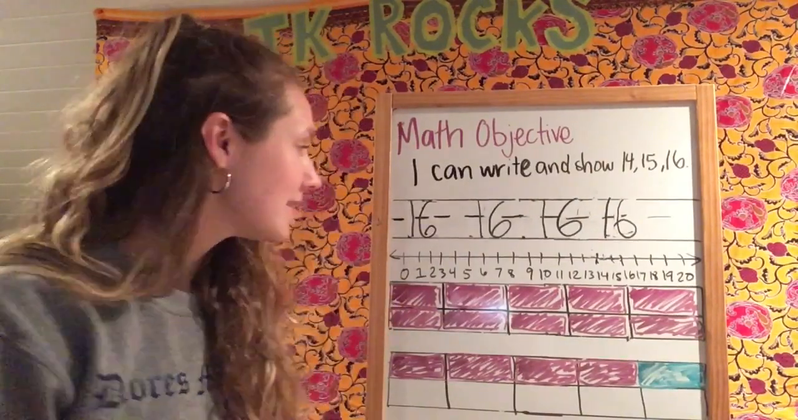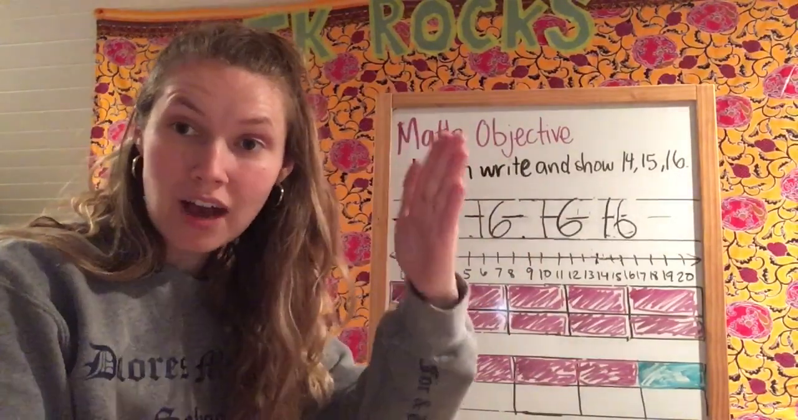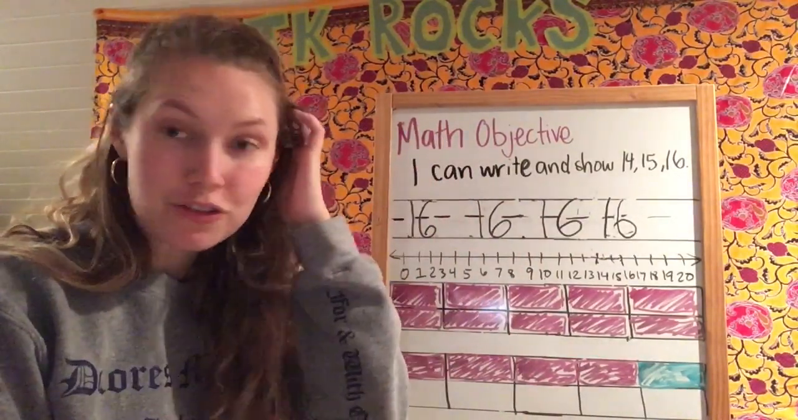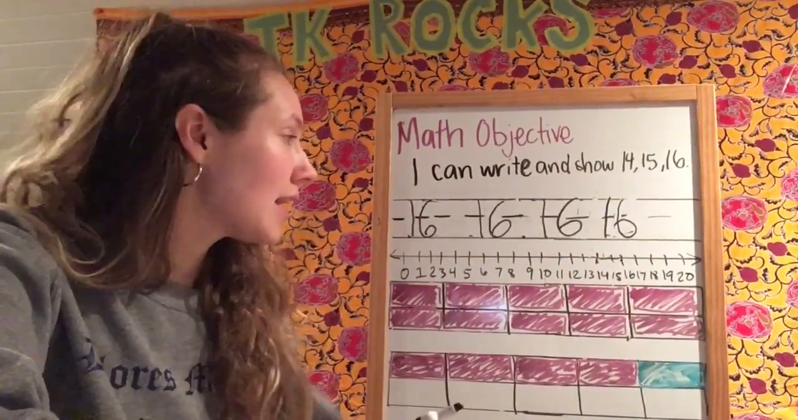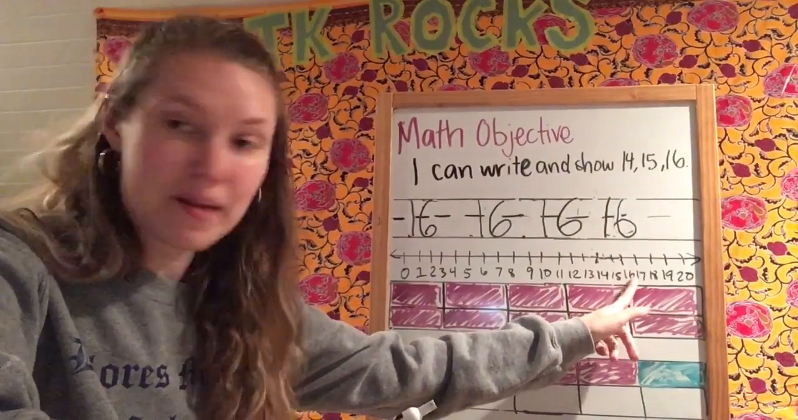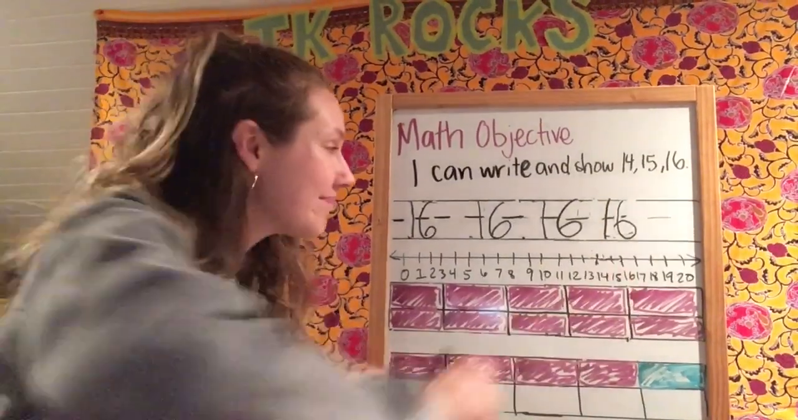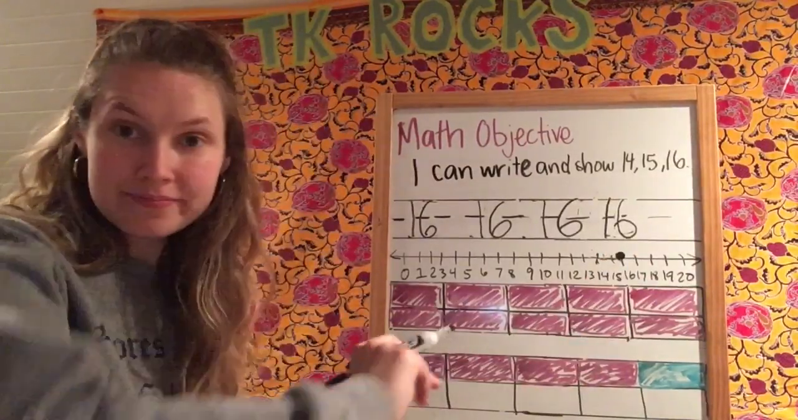Now let's find 16. Last time we started by where we had left off and then going 1 more. I'm going to do that again. So we just talked about 15. And I know 15 is a 1 and a 5. So if I go 1 more, I'm at 16. You could also count from 10.